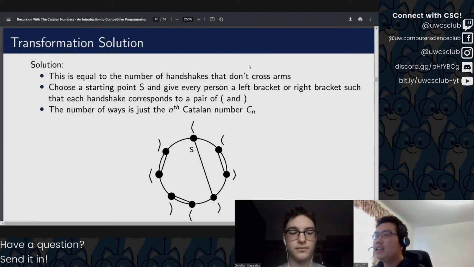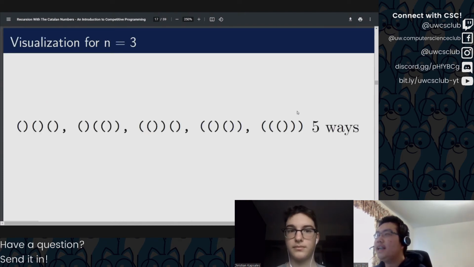To understand this, let's choose a starting point S and give each person a left bracket or right bracket, such that each handshake corresponds to a pair of left bracket and right bracket. And the number of ways is just the nth Catalan number, C of n. Here's a visualization for n equals 3.